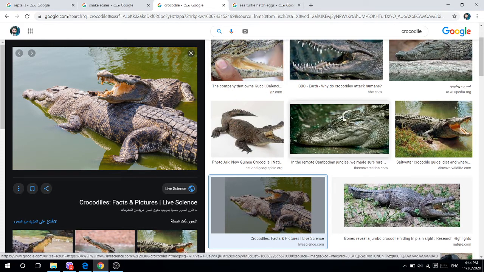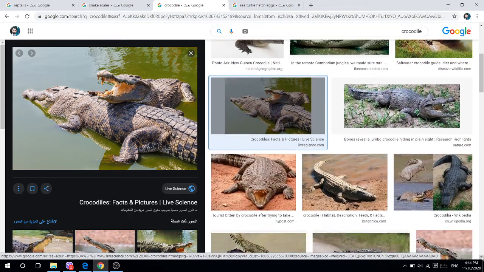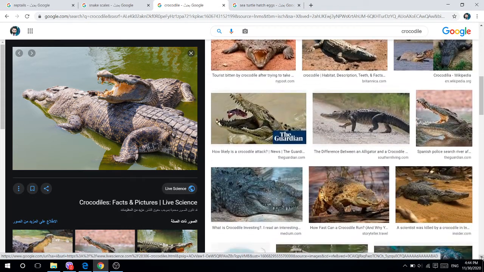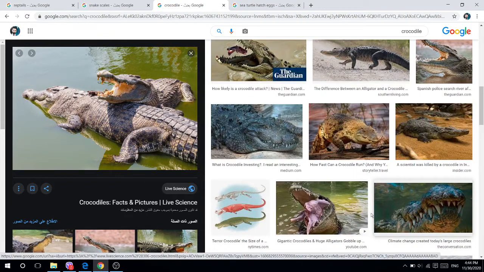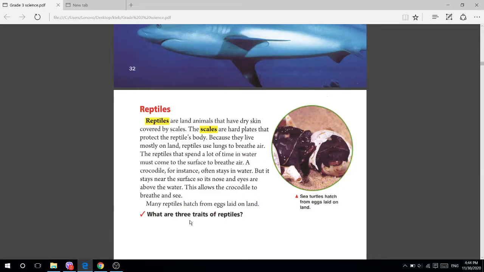Okay, this is a crocodile. Okay students, now do you understand about the crocodile? They live in the water but the nose and eyes are on top of the surface. Okay students, this allows the crocodile to breathe and see. That trait of the crocodile helps it to breathe and see.